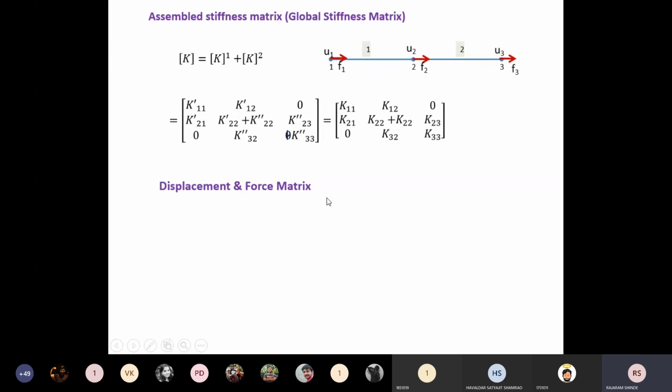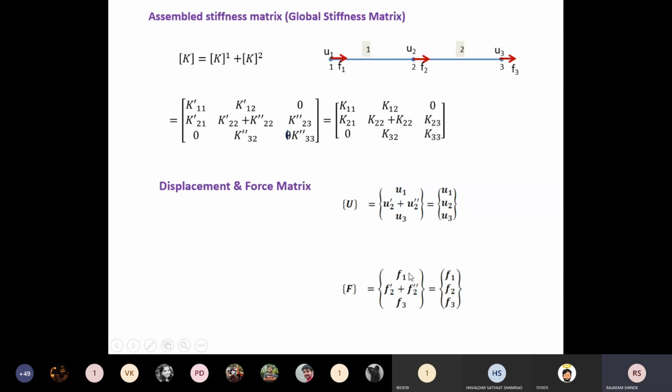So your displacement matrix is like this: u2 dash is the displacement because of the force on element number 1, u2 double dash is the displacement of node number 2 because of the force on element number 2, and u3 is only connected to element number 2. u2 dash and u2 double dash are the sharing of the displacement at node number 2, and that is equal to the resultant displacement u2.